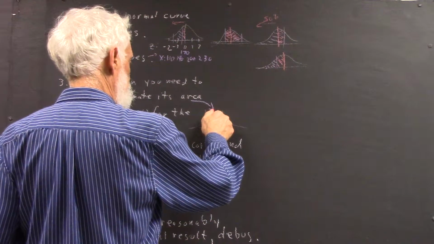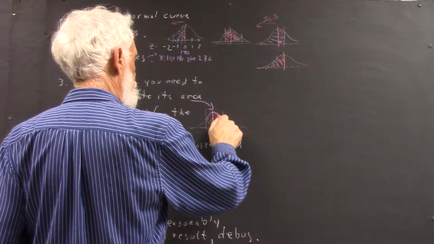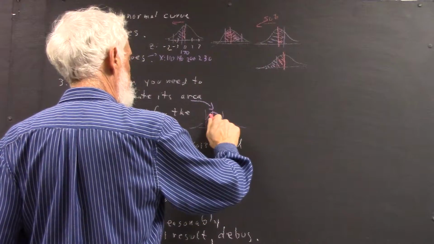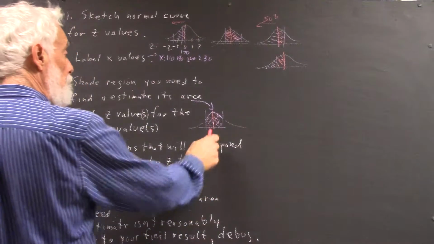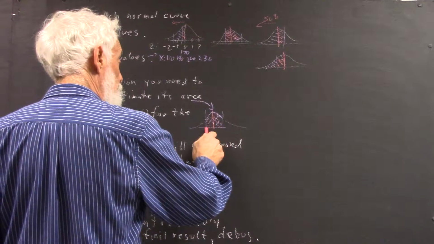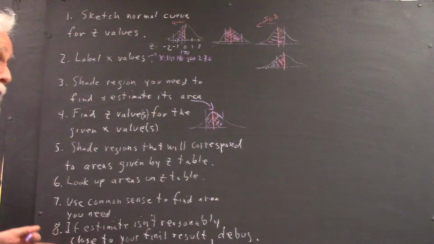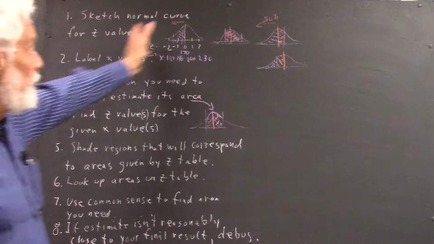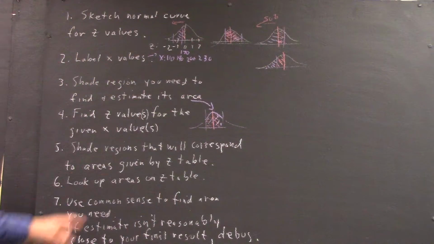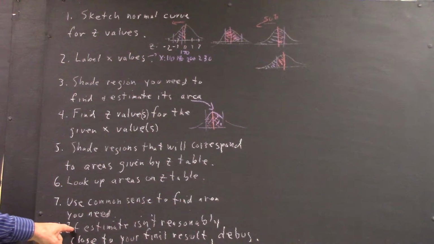That would be, now, this region, and this region. The regions between the middle and your various z-values. You sketch those regions and calculate, and you find their areas. You look up the areas in the z-tables. Then, depending on what situation you have, you use common sense to find the area you need.